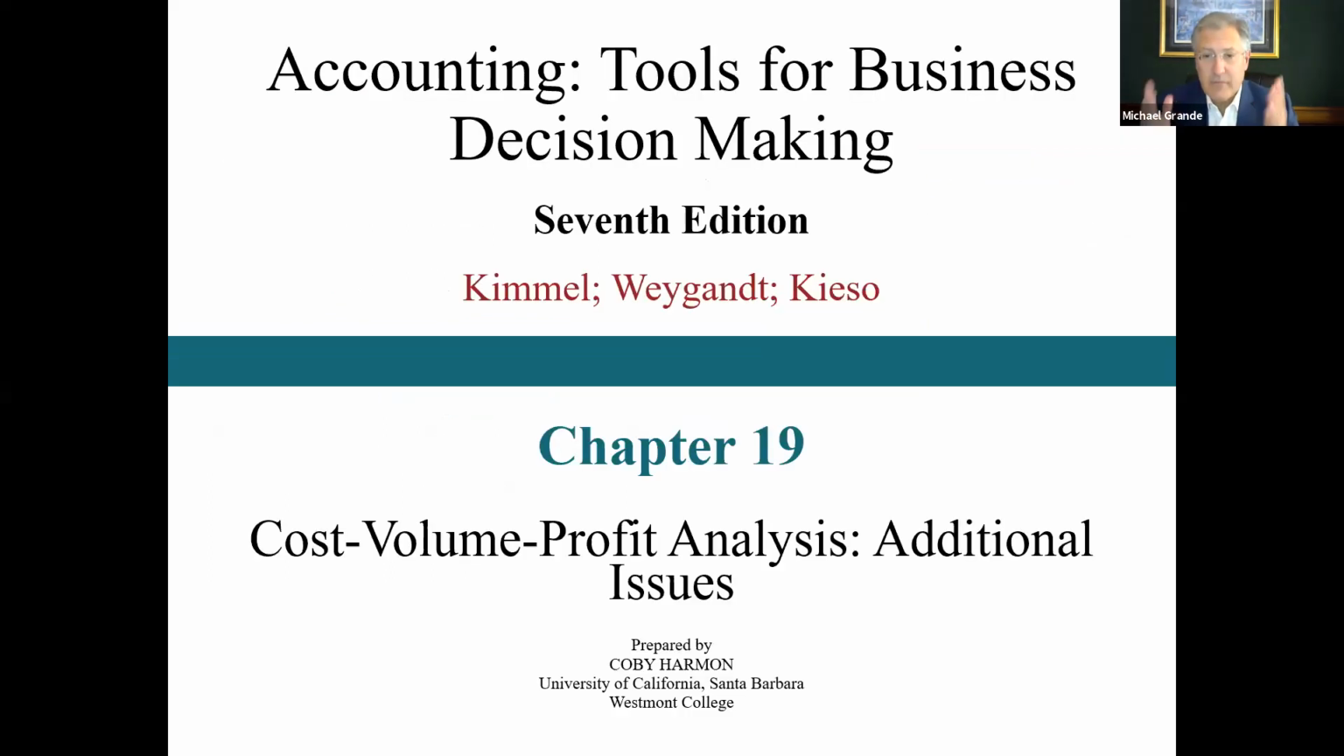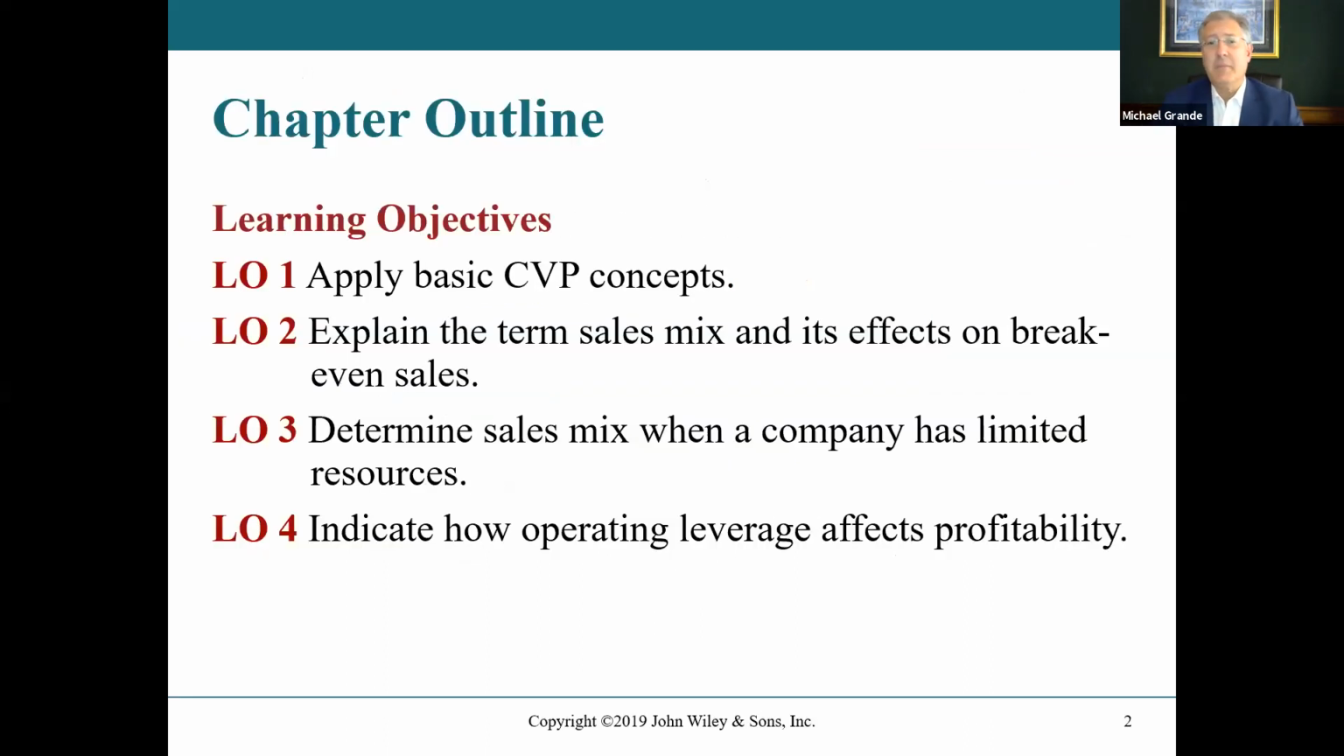Okay, so we're not going to cover all 74 slides. We're going to make it through slide 53. We're not going to cover operating leverage, and we're not going to cover variable cost and absorption costing. So this is a cost, volume, profit analysis. And as I mentioned, we're going to talk about only the first 3 learning objectives here. We're going to talk about applying basic cost, volume, profit concepts. We're going to talk about what sales mix is and how to calculate break-even point, and then determine sales mix when a company has limited resources.